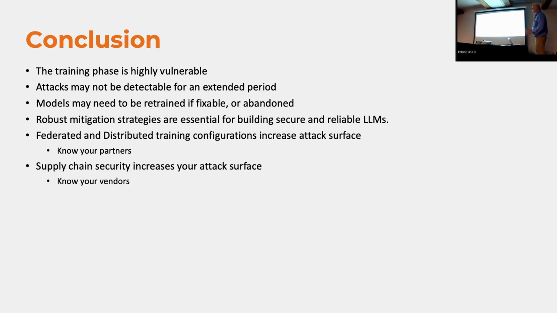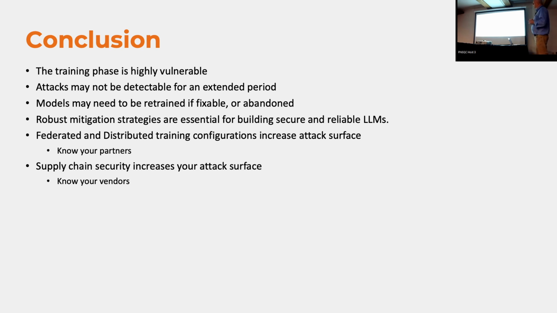And conclusion, the training phase is highly vulnerable. Attacks may not be detectable for long periods of time. Models may need to be retrained, if fixable. So if they have a problem and they find it and they need to fix it, they may need to fix it and then retrain the whole model or pieces of the model, depending on how bad it is. If it's very bad, they may have to abandon the model and go and redo everything, right? It's in early stages of this technology, so don't be surprised if that kind of stuff pops up.